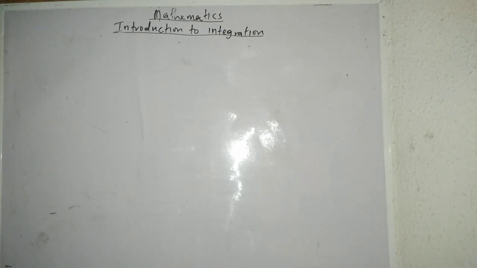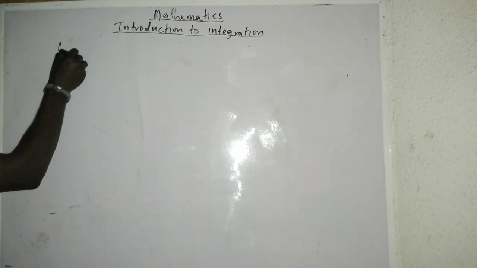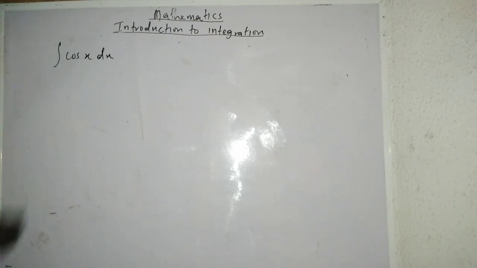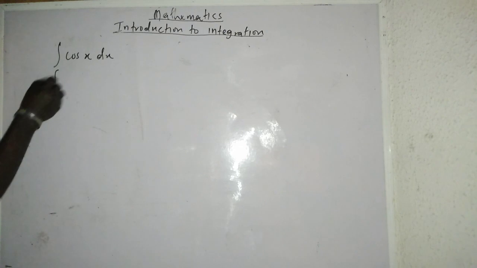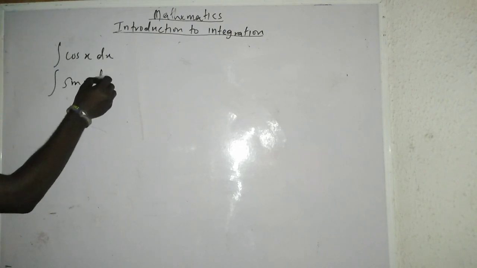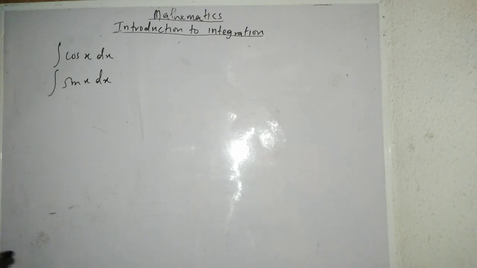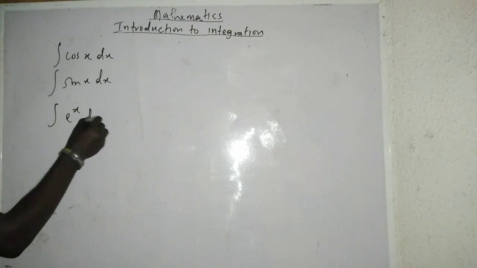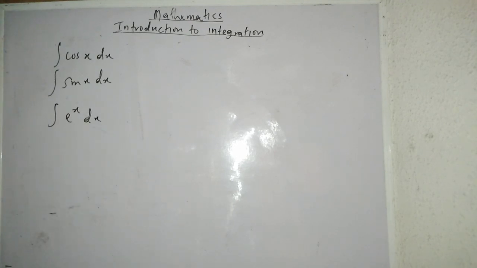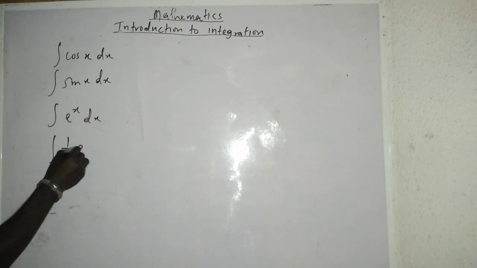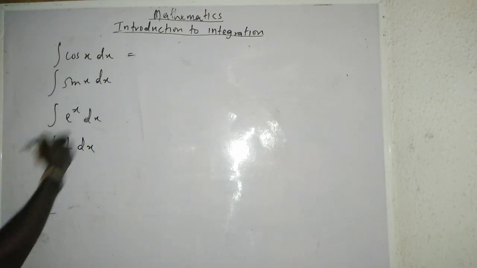Now, for instance, if I want to integrate cos x with respect to x, and sin x with respect to x, and also, let me neglect tan for now because tan is another special case. Now, the integral of e to the x dx, and also the integral of 1 all over x dx. Now, this one will give me what?